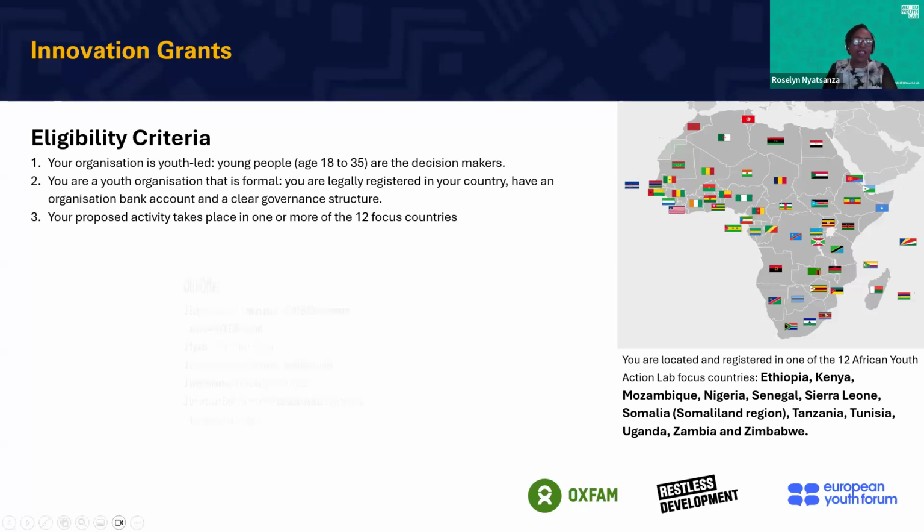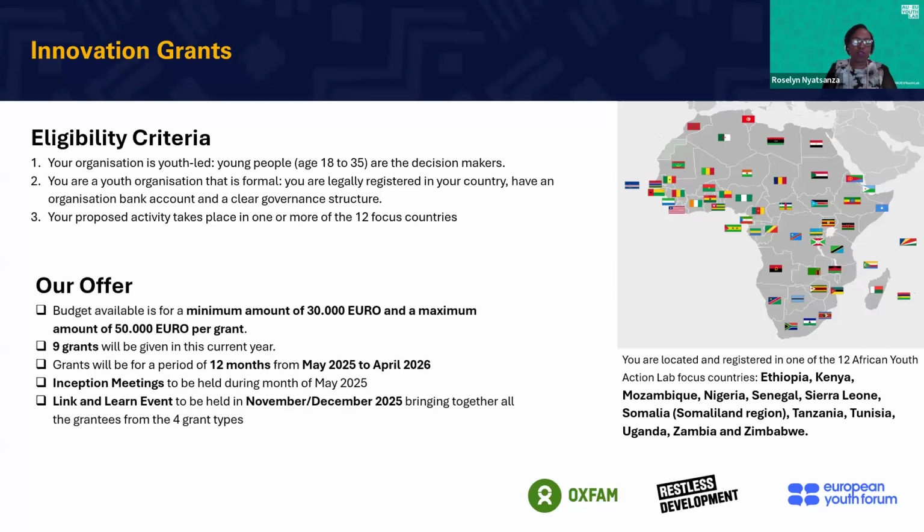And lastly, to talk about what we are offering for this grant, the budget that is available is between 30,000 and 50,000 euro. So you need to budget a minimum of 30,000 euro and a maximum of 50,000 euro. It can't be above 50 or below 30, so you're budgeting within that range.